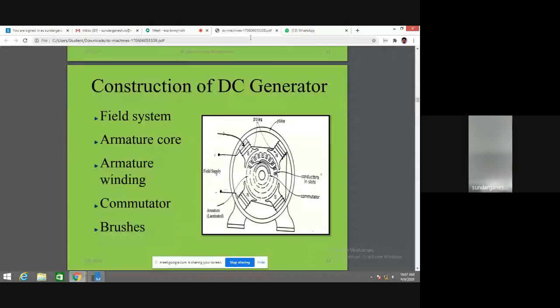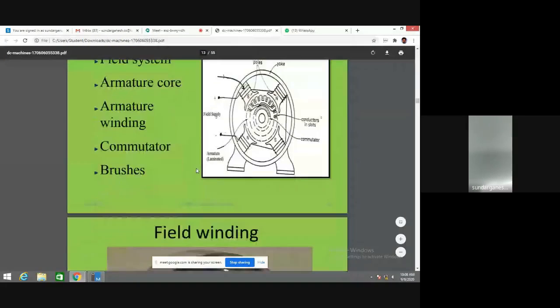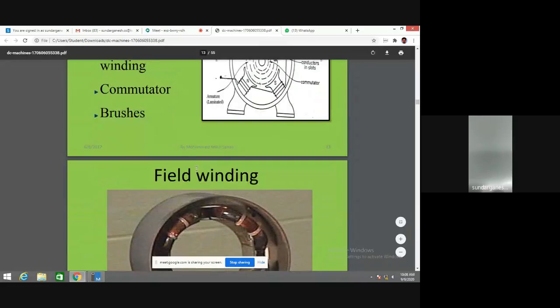Inside the armature, you have the commutator. The purpose of the commutator is to convert AC to DC in the case of a generator and DC to AC in the case of a motor. It will do 2 purposes. If it is a motor, it will convert DC to AC. If it is a generator, it will convert AC to DC. You should understand that. The commutator has 2 purposes depending upon the type of machine. The brush is used to carry the current only.